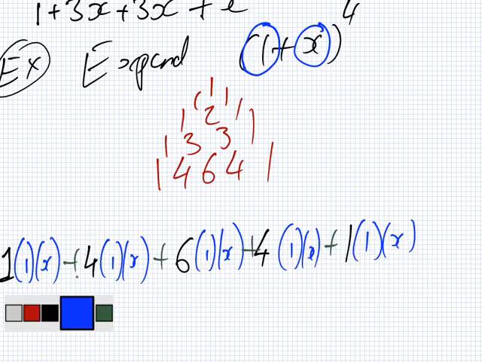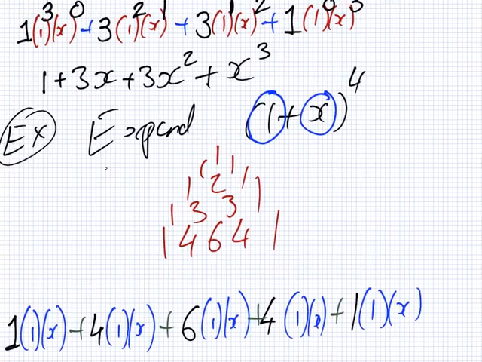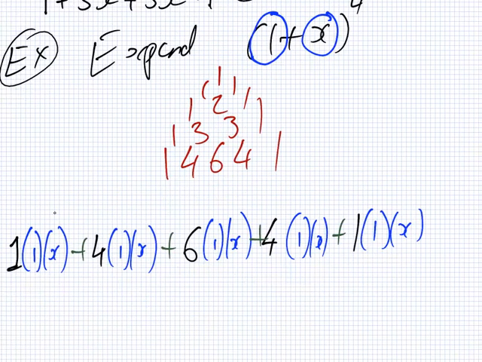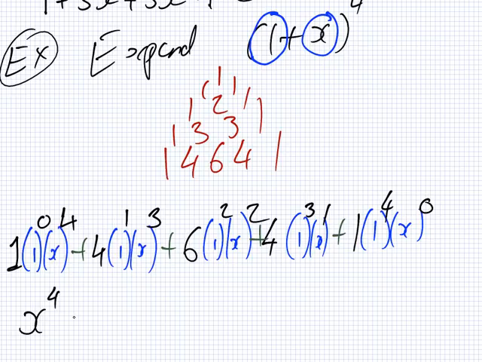And this time, just to be different, I think in the last one I put the 3 on the number. So this time I'll start with the x. So what power is here? 4, 3, 2, 1, and 0. And here this will be 0, 1, 2, 3, 4. Okay, so let's simplify. This will be x to the 4. This one will be 4x cubed. This one will be 6x squared. This one will be 4x. And the last one will be 1.